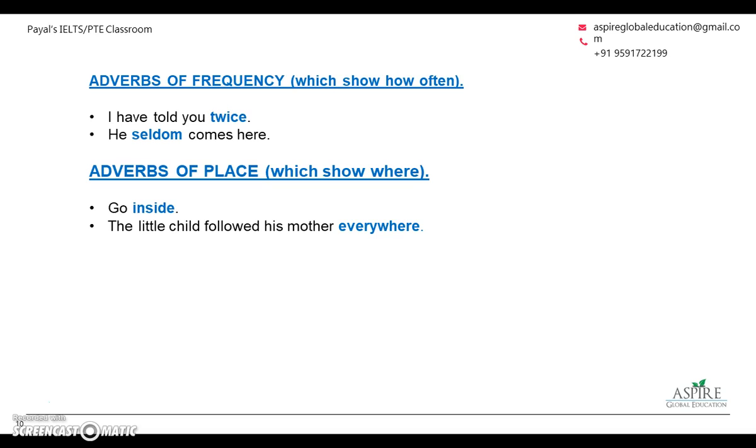Usually. Adverbs of place, which show where, which means I ask myself the question where for the action, and the answer is your adverbs of place. Go inside. Where should I go? Inside. The little child followed his mother everywhere. Where did the little child follow his mother? Everywhere.